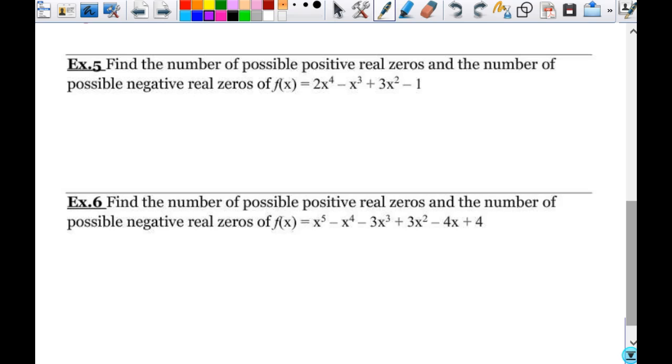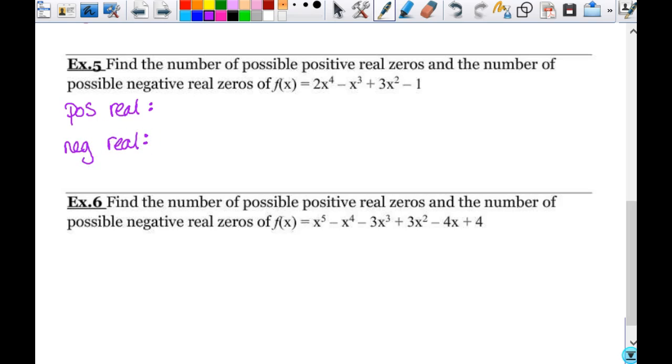All right, so then it says, same thing again. Find the number of possible real zeros and the number of possible negative real zeros for this. So we'll do one more together and then I'll let you do the last one. So I'm looking for positive real and negative real.